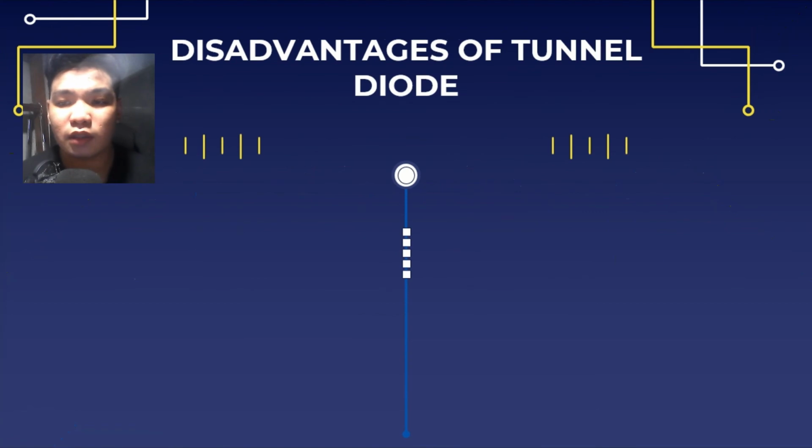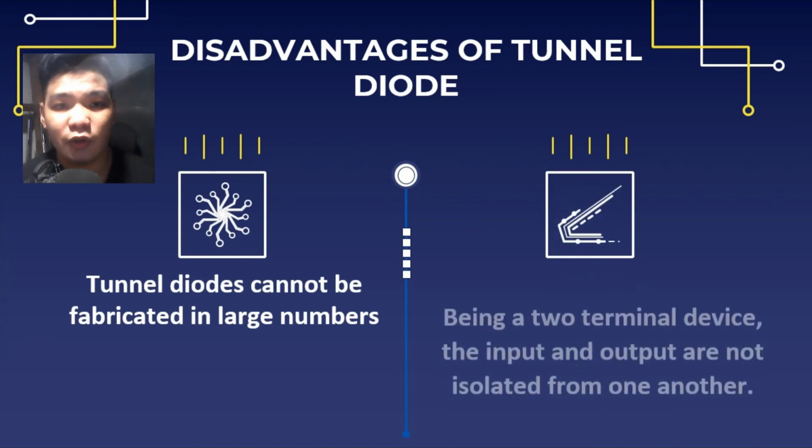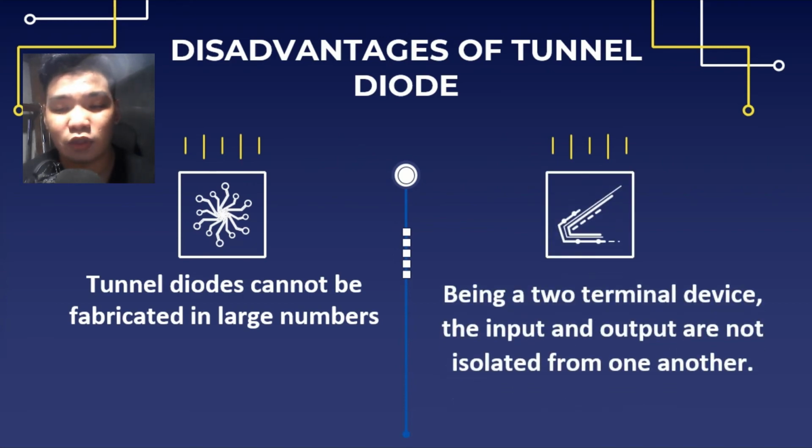Now we are talking about the disadvantages of a tunnel diode. A tunnel diode cannot be fabricated in large numbers because it is hard to produce. That means we cannot use the tunnel diode more frequently even if it is useful or has a lot of advantages. And the second disadvantage is that, being a two-terminal device, the input and output are not isolated from one another, which means that the input and output must be together, and that's the disadvantage of a tunnel diode.